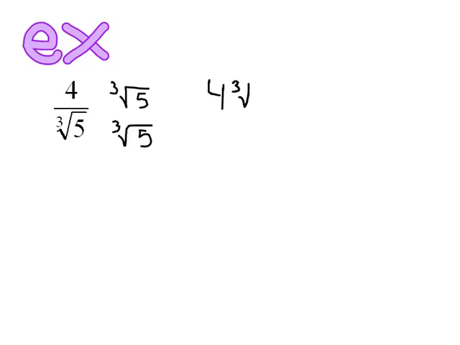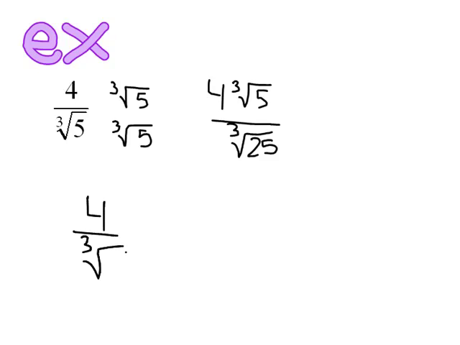Well, what will happen is we'll have 4 times the cube root of 5 over the cube root of 25. My radical did not go away. I don't think the cube root of 5 was good enough, right? What would I need in my denominator so that the radical would go away? Well, we would need basically 5 to the 3rd power, right? What we need is 125, not 25, but the cube root of 125.